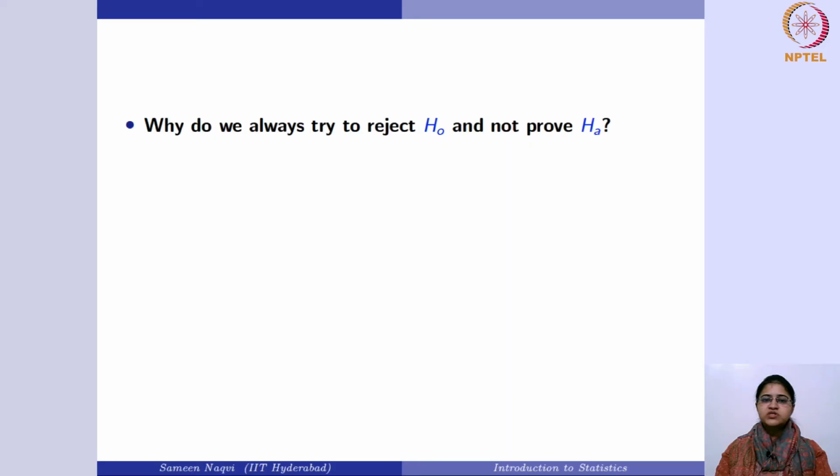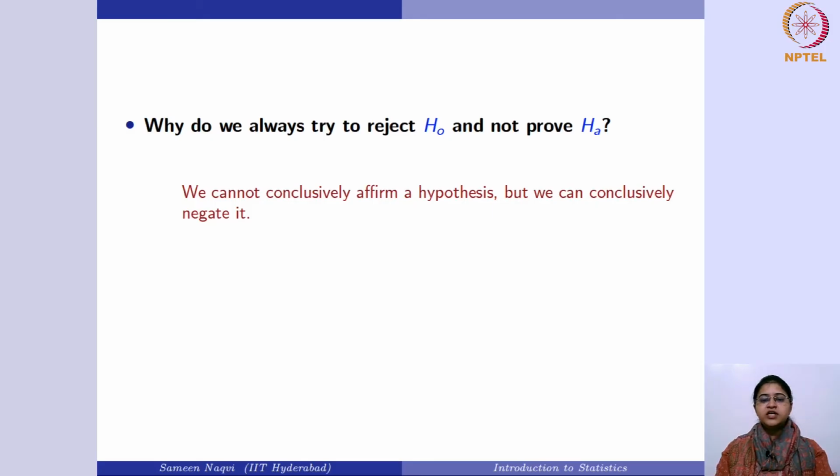Because instead of writing two hypotheses and then rejecting the opposite one so that I can accept, or you can say I fail to reject that, why don't we simply prove the alternative? The reason is that you cannot conclusively affirm a hypothesis, but you can conclusively negate it. It is difficult to prove something; it is easier to disprove something. Because if you can find a single observation or a single data set which rejects the null hypothesis, you can say that it is incorrect, right? You will reject the null hypothesis.